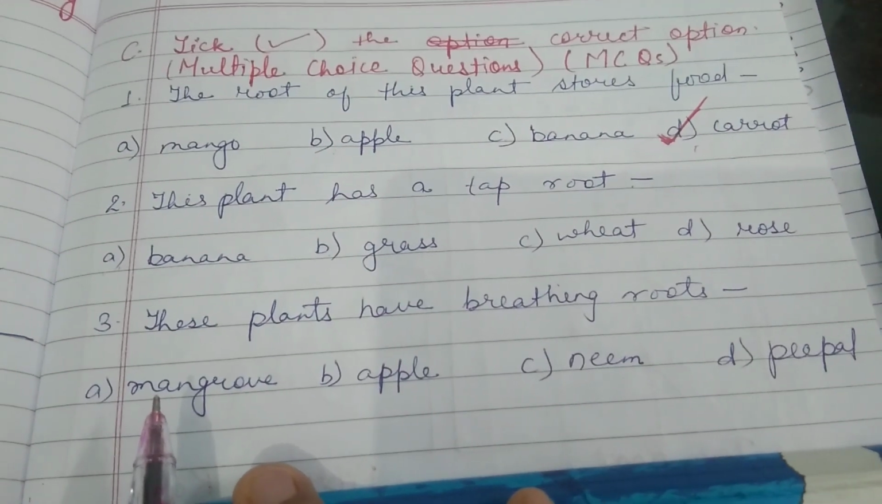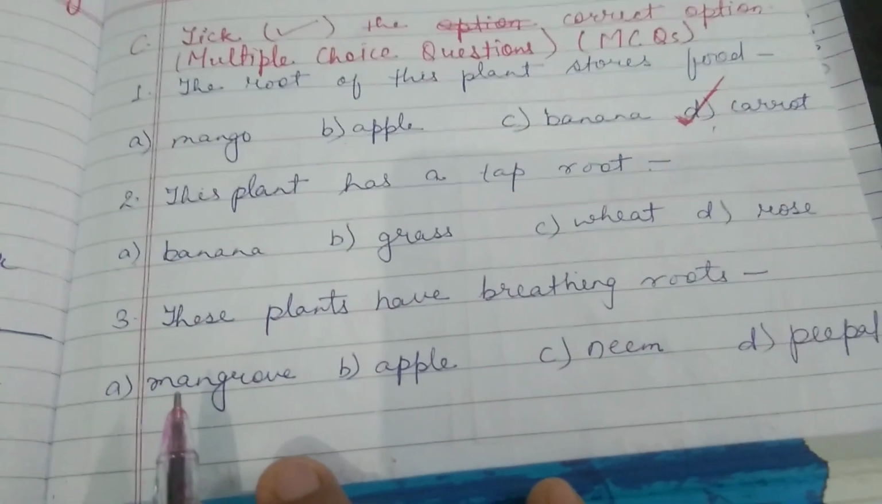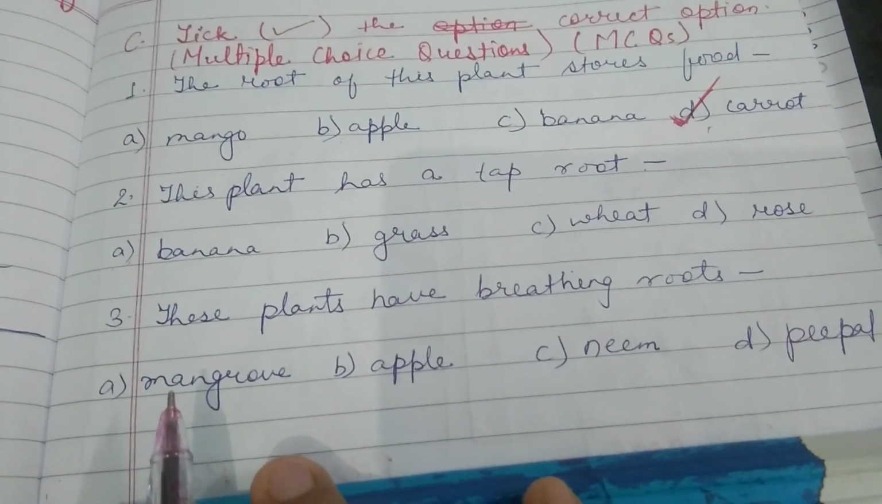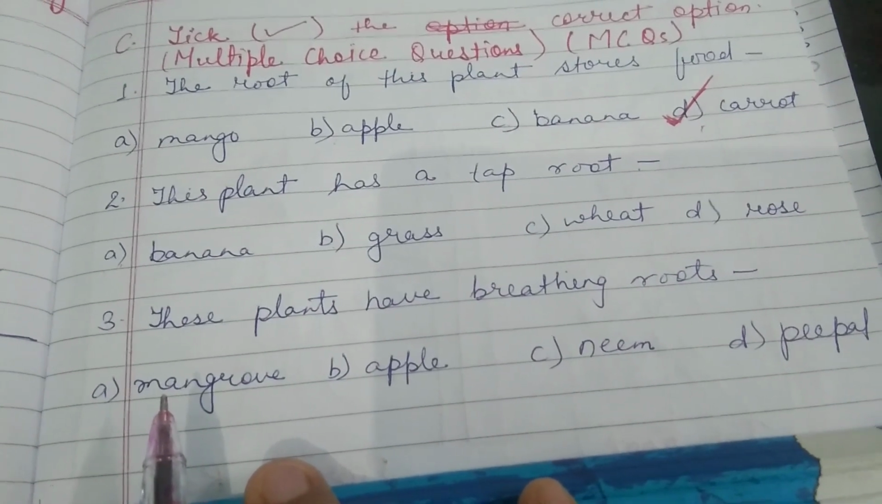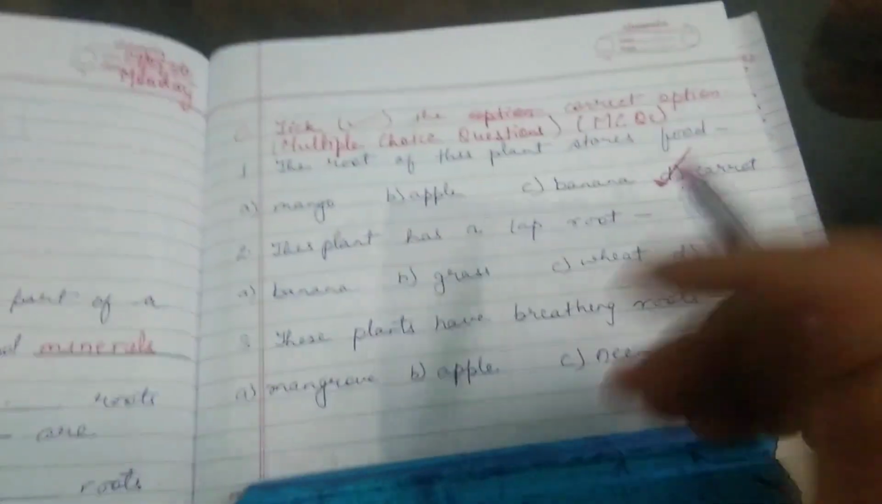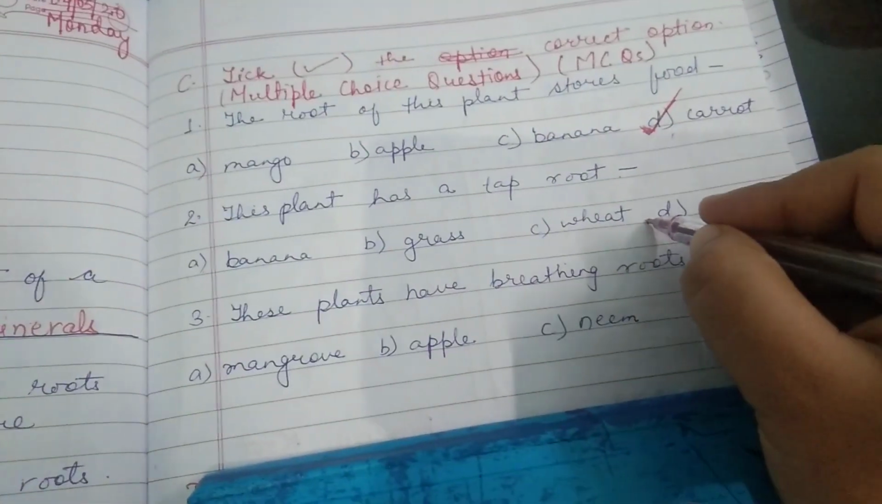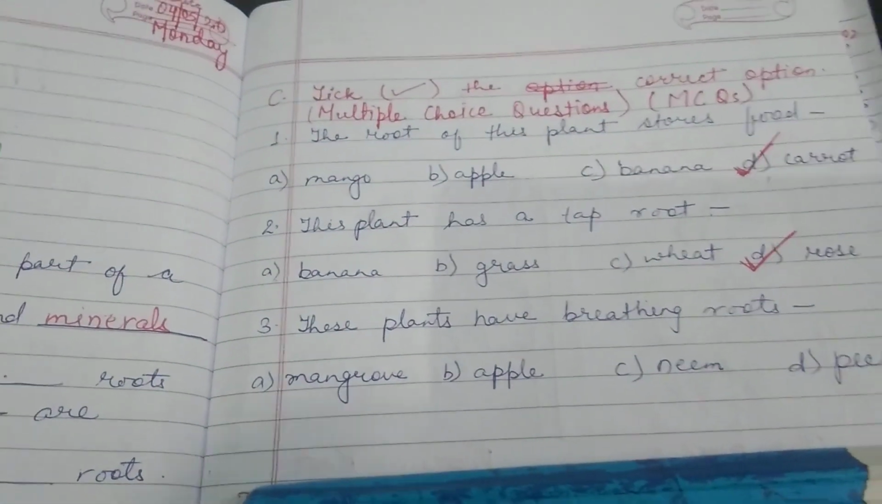The fourth example is rose. When you will try to pluck the rose plant from the soil, it will be difficult to pluck it, and after that you will find that it contains a tap root. So the plant that has a tap root is rose. Rose has a tap root.